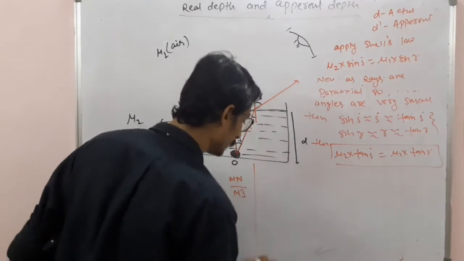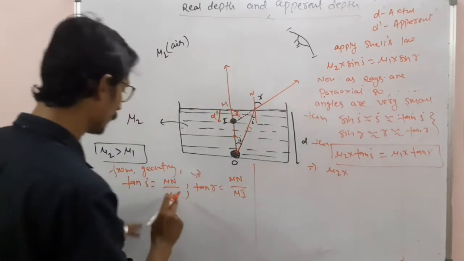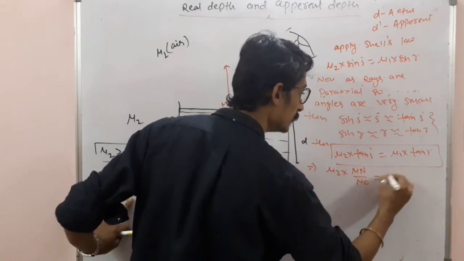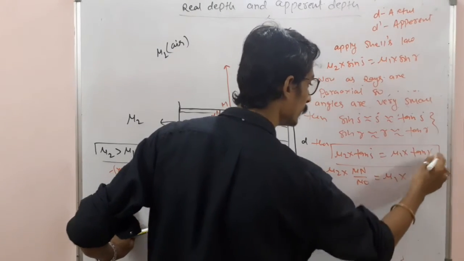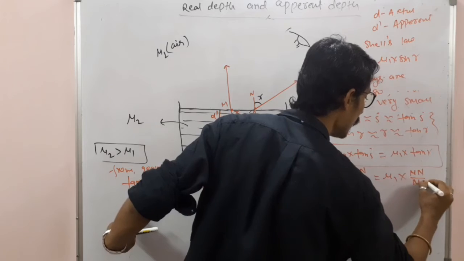Replace these values. What will I get now? By replacing these values we get mu2 into tan i. What is tan i? MN upon MO. So MN divided by MO is equal to mu1 into tan r, and tan r is MN upon MI.